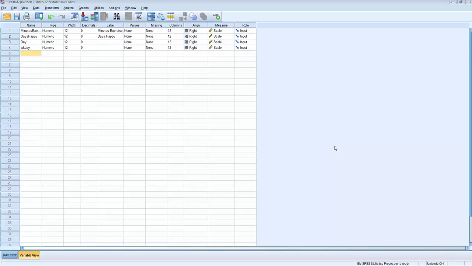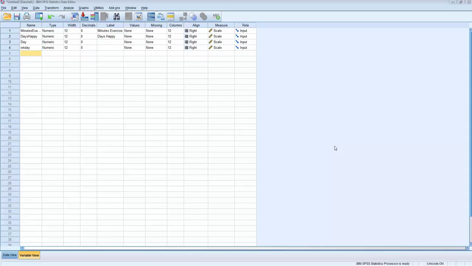So the purpose of this video is to demonstrate the correlational analyses. For this, we are considering two continuous variables, one that has been labeled minutes exercise, and the other one is days happy. So the researcher is interested in knowing if a person exercises a certain amount of minutes during a week, will they report a somewhat related number of days happy during a month.